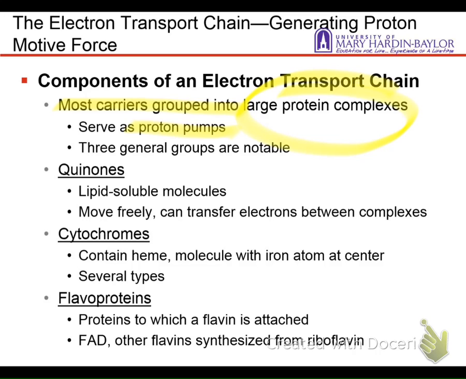We're moving protons. And so there are three general groups. One are the quinones, and these guys are lipid-soluble molecules. They can move freely around. They can transfer electrons between complexes. The second one is the cytochromes, and these guys typically contain heme or other heme-like molecules. That means that they're proteins that have iron down at the center. There's a number of types of those guys. And then there's the flavoproteins. And these guys have flavin, one of the coenzymes that is necessary. And FAD or FADH2 will be a coenzyme for these guys.